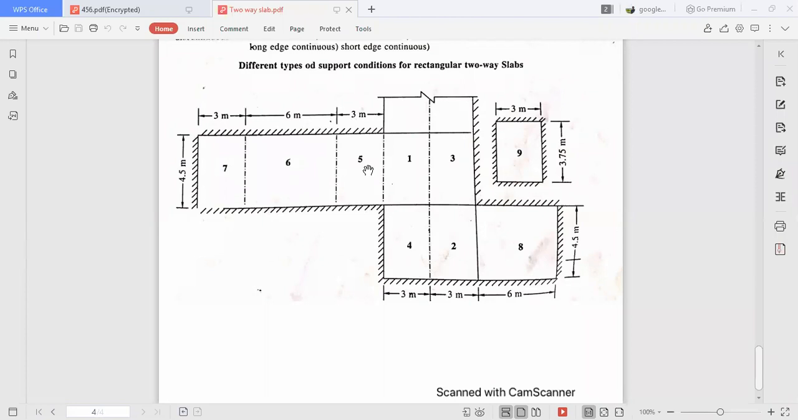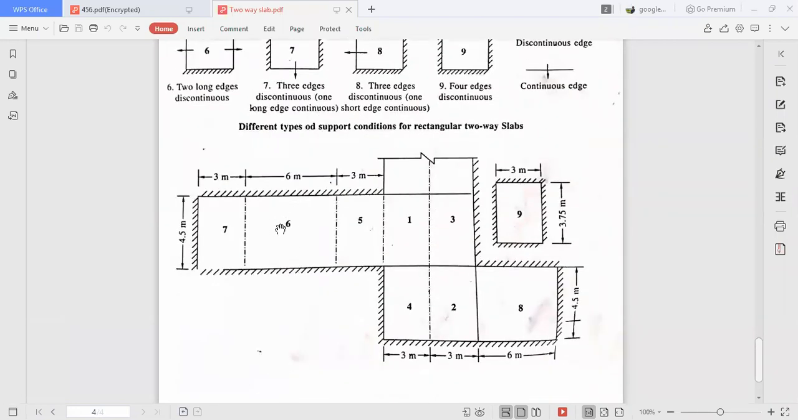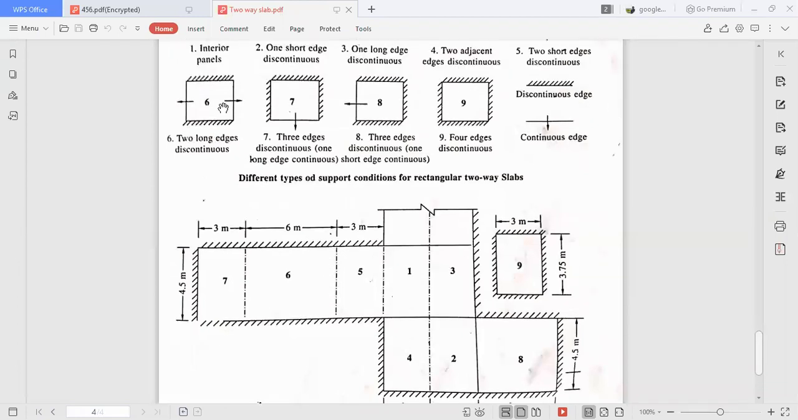And sixth panel, two long edges discontinuous. See this one, two long edges. These are the two long edges and this will be the short edge. Why? Because this is 4.5 meter. This is 4.5, this is 4.5, but this is 6. So sixth panel is an example of two long edges discontinuous.